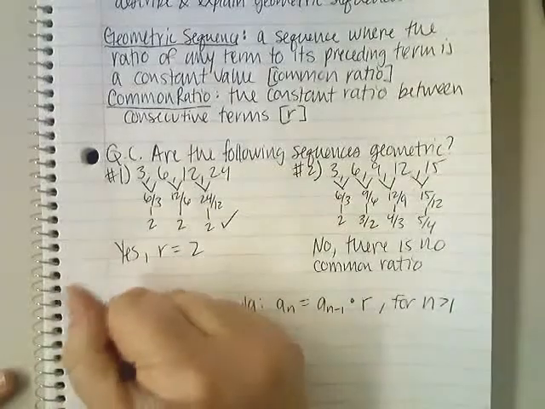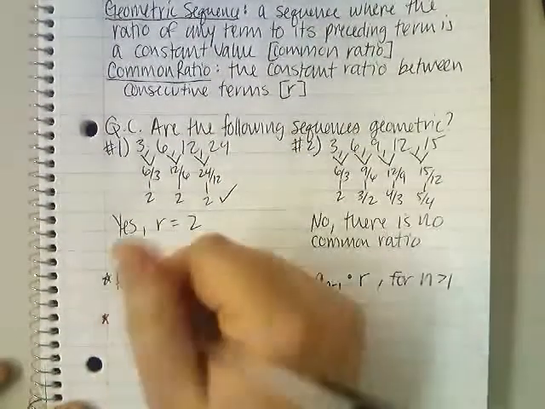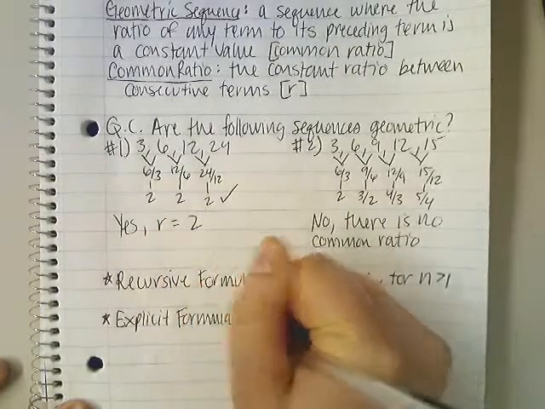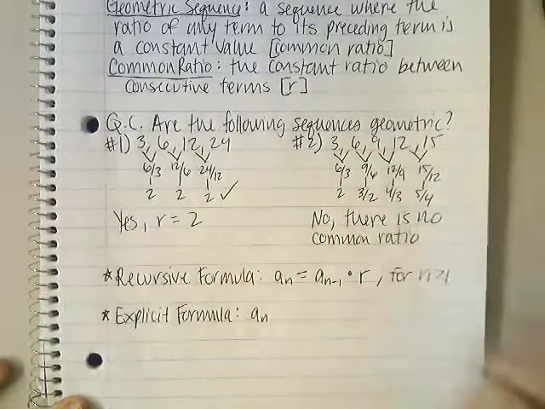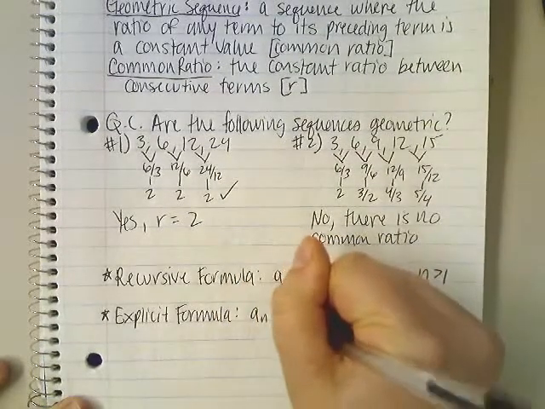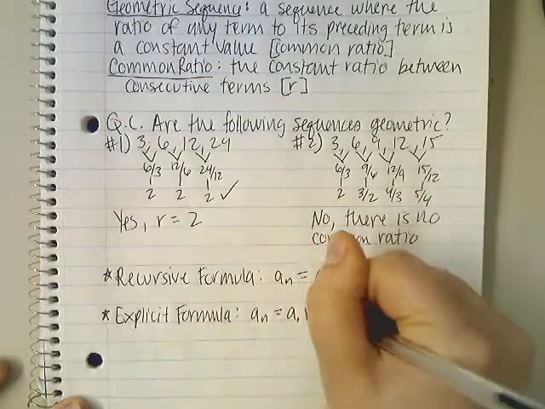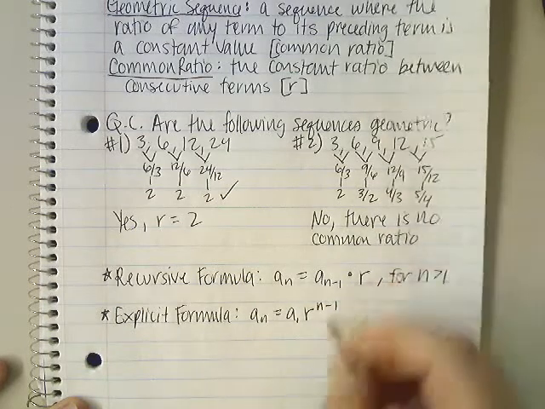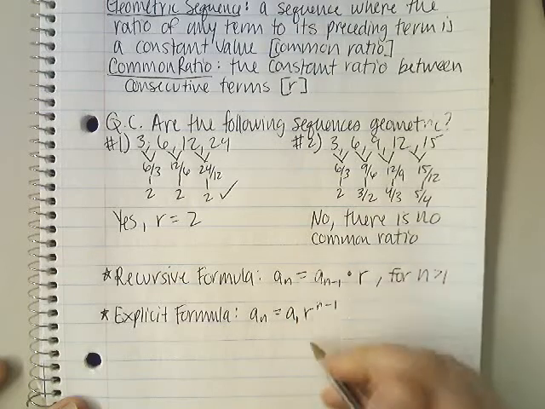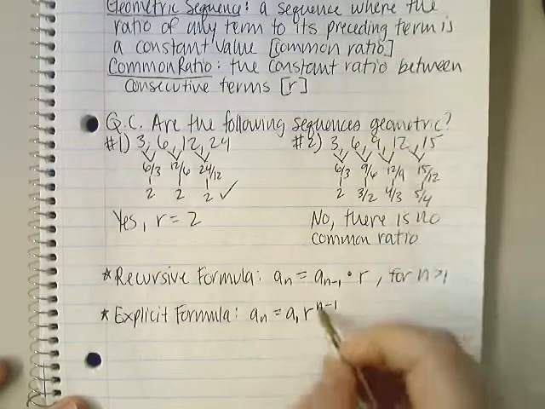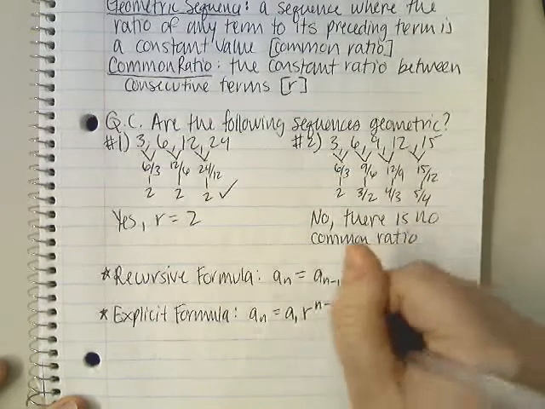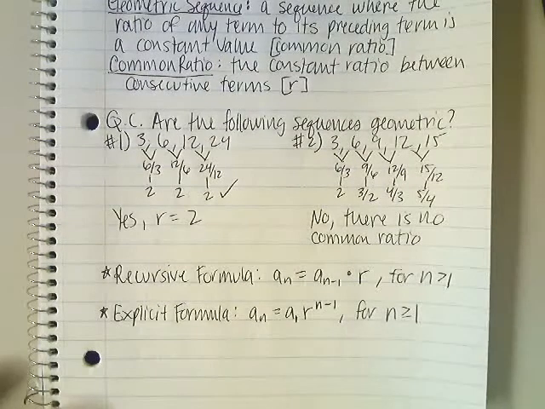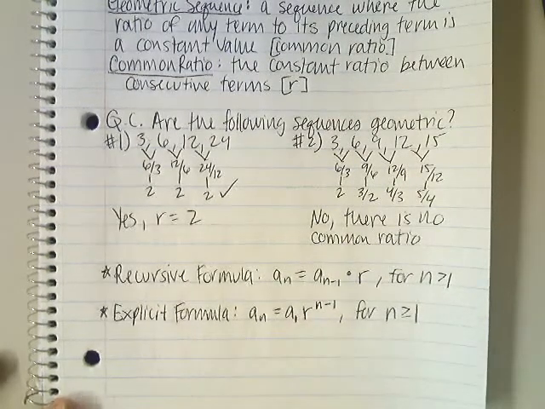What's going to be more important and more useful for us in this lesson is our explicit formula, which is a sub n, or a term, is equal to a sub 1, the first term, times the common ratio to the power of n minus 1. Notice the n minus 1 is all in the superscript, in the exponent. So I'm taking my first term and multiplying it by my common ratio a specific number of times based on which term I'm solving for. This works when n is greater than or equal to 1, so it'll give you the first term and every term thereafter.